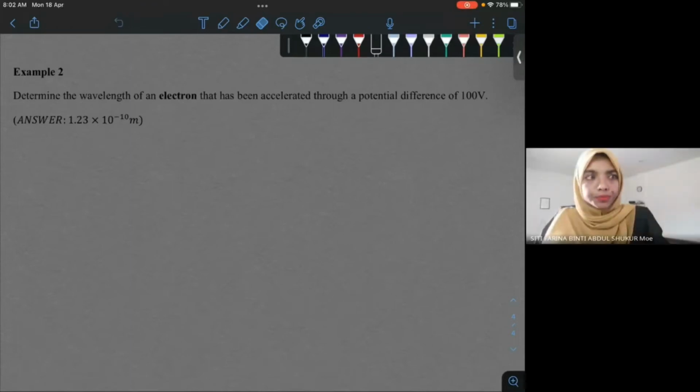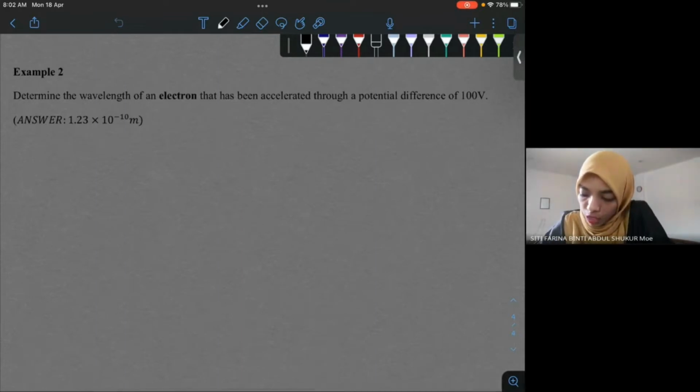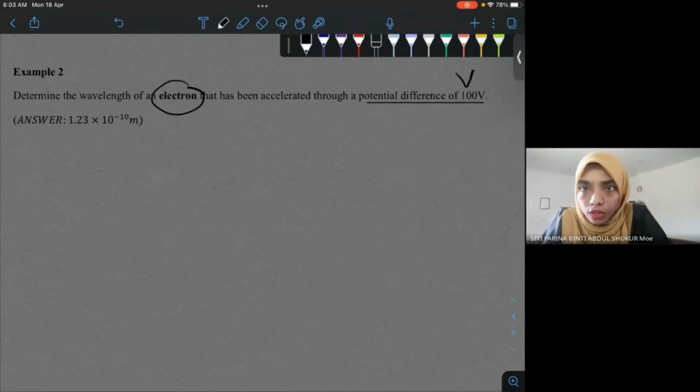All right. For example 2 from your chapter 10, we have questions such as: determine the wavelength of an electron that has been accelerated through a potential difference of 100 volt. So what we have in the question is the potential difference V of an electron. Okay, so the question asks to find lambda.